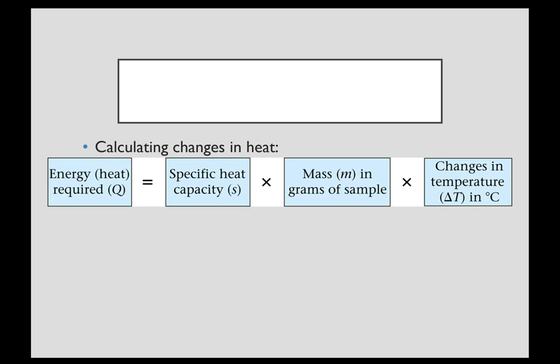This brings us to our next formula in this chapter. Energy, heat, Q, equals specific heat times mass times change in temperature. So Q equals S M delta T. Change in temperature is always your final temperature minus your initial temperature. So you can have a negative change in temperature. It's not the big number minus the small number. It's the final number minus the initial number. If I put something in the refrigerator, the temperature is going to go down, so I would have a negative delta T.